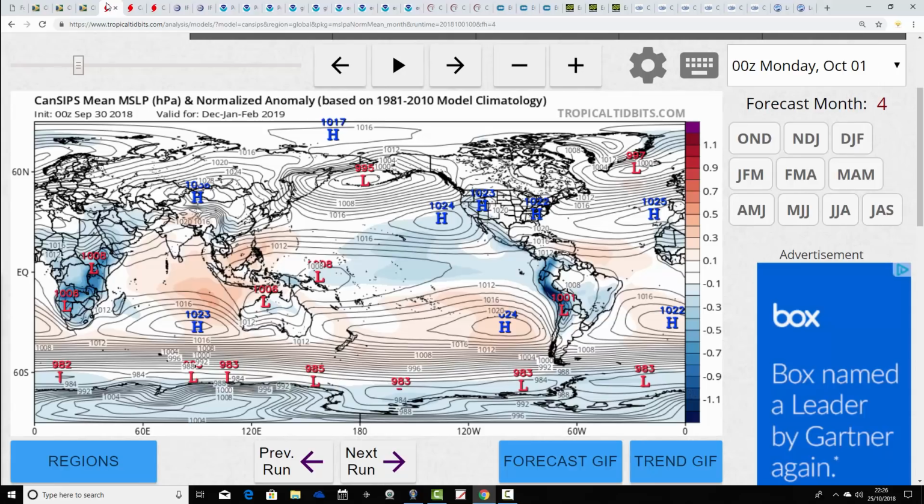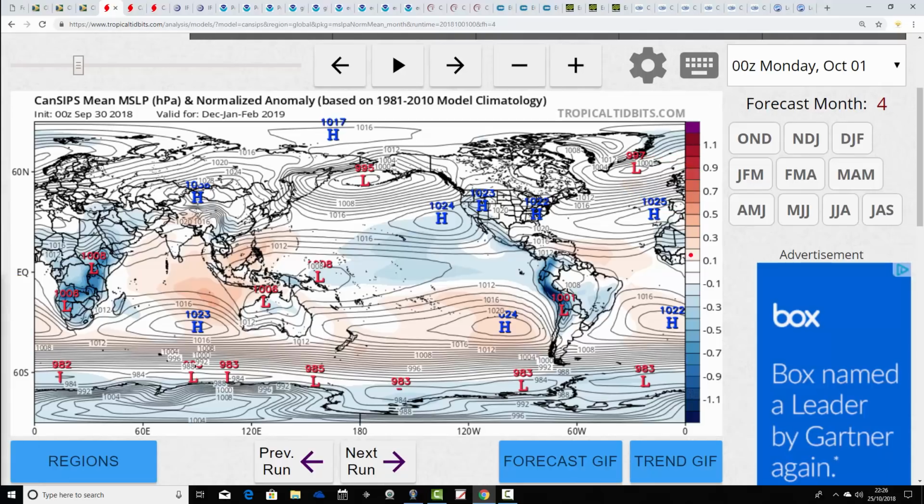So this is the CanSIPS model from tropicaltidbits.com. You can find the link to Tropical Tidbits, and most of these websites you can find the links to them on the links page. So this means sea level pressure anomalies from CanSIPS, and to be honest there's not much to go on. The colours are very, very weak here, indicating that basically we just have no real anomaly.